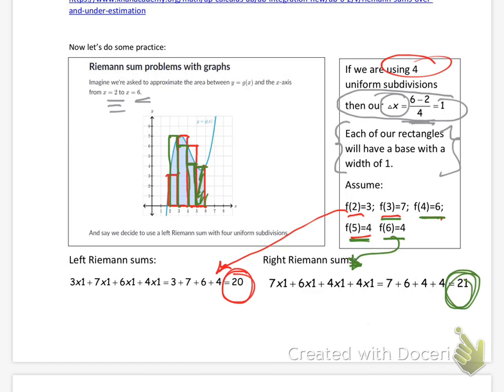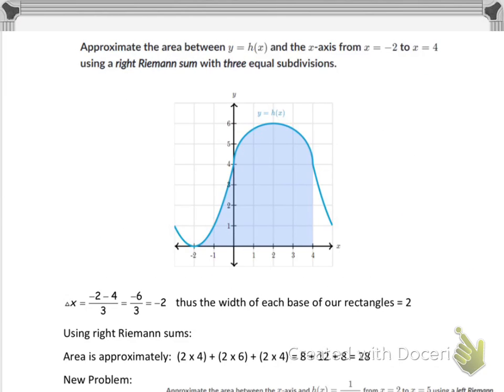2 different approximations. So let's move on now to the next page. Okay, in this next problem, it says approximate the area between y equals h of x and the x-axis from -2 to 4. So from -2 to 4. So the blue shaded in area.